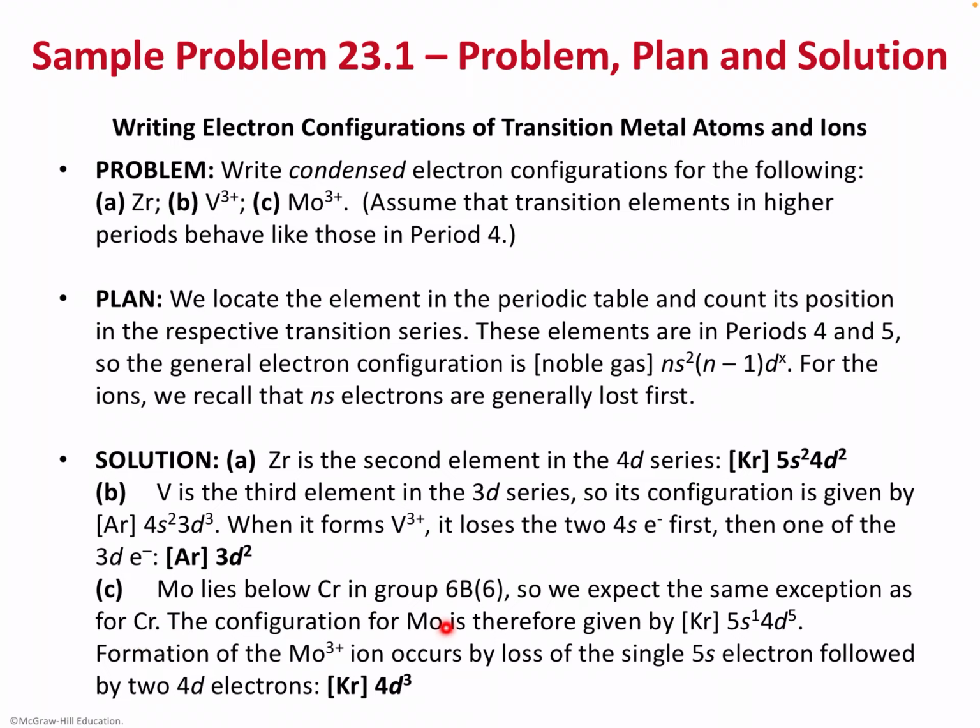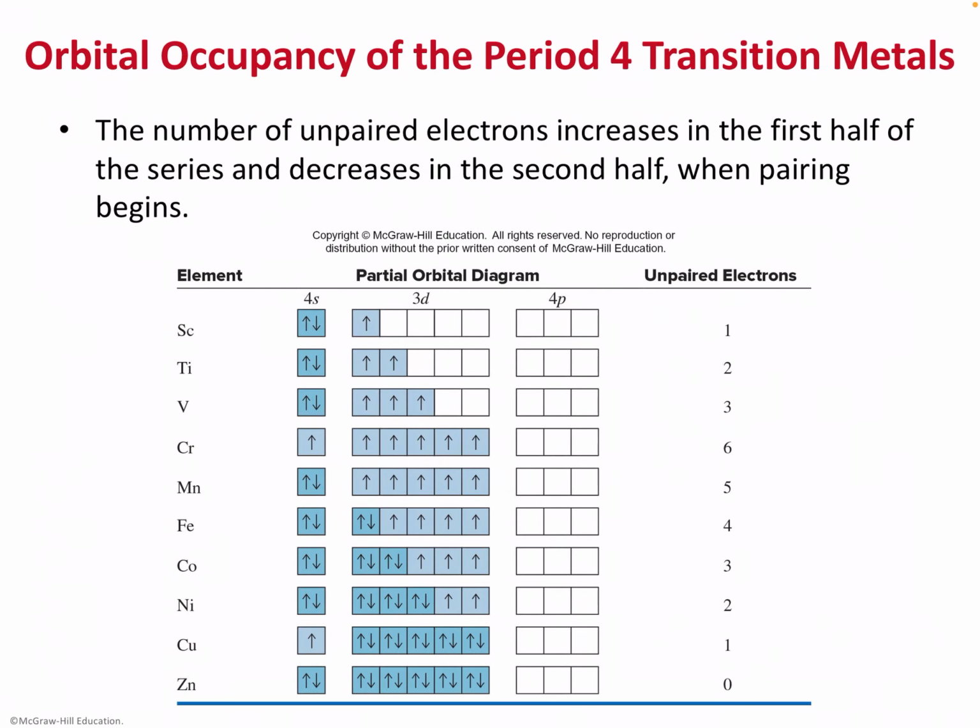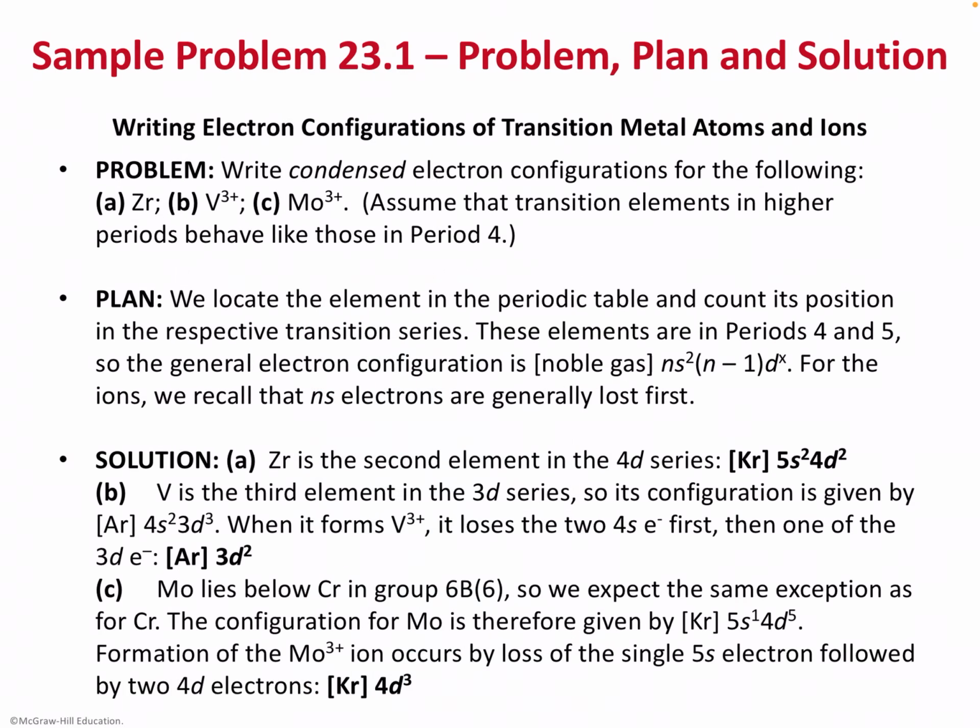The configuration for molybdenum is therefore given by krypton, the noble gas element prior to molybdenum. It would be 5s1 4d5, just like chromium. You see here chromium is 4s1 3d5, and molybdenum is right below that. There would be 5s1 4d5. So now it's going to lose 3 electrons.